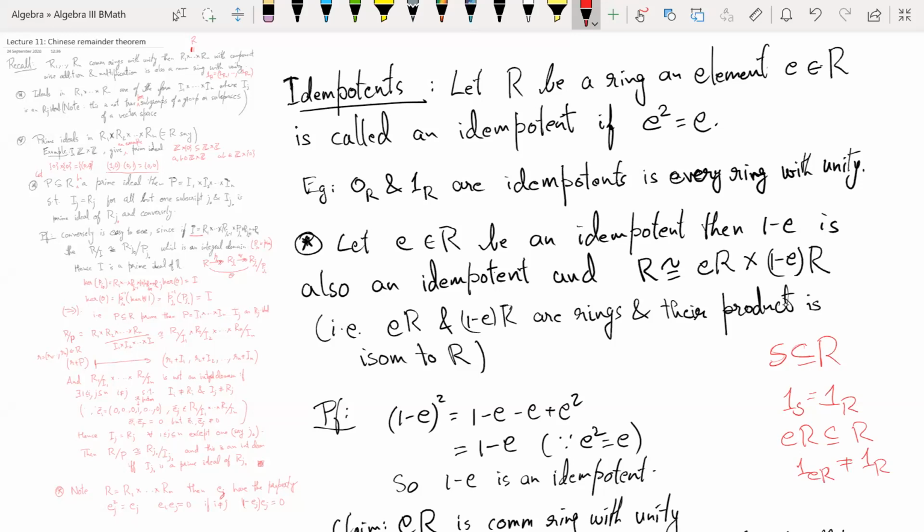So I said we'll change our convention to suit our needs. So of course, then you can say that ER is a subring of R, but the multiplicative identity is different. So you can say that ER is a subring of R, and 1 minus ER is also a subring of R. But these are also rings with unity, ER and 1 minus ER.